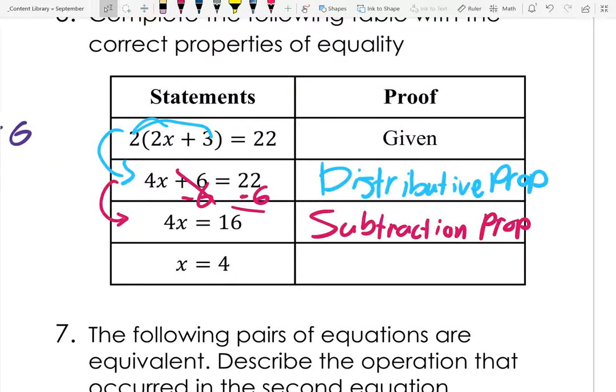And in the last one, they got rid of this 4 because it's just regular x now. So they did that by dividing by 4. Dividing by 4 cancels out. 16 divided by 4 left you with that 4 there. So they divided both sides by 4. So division property of equality. Okay? I didn't change the color there, but it's okay.